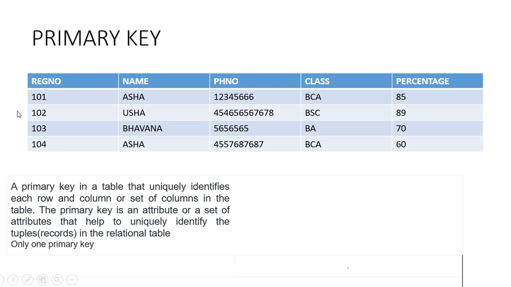The field that does not get repeated is the register number. So this I can declare as a primary key, which is not empty, that is not null also, plus it should have unique values. Now if I try to enter 104, which is already there, and if I try to enter the same 104 in this table here, it will not allow. It will say duplicate entry is not allowed because of the primary key constraint. Okay, that is the meaning of the primary key.